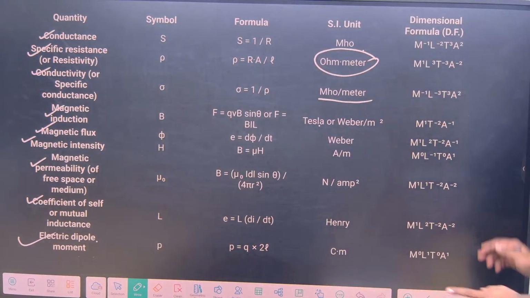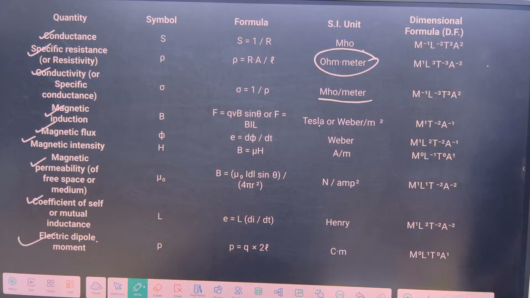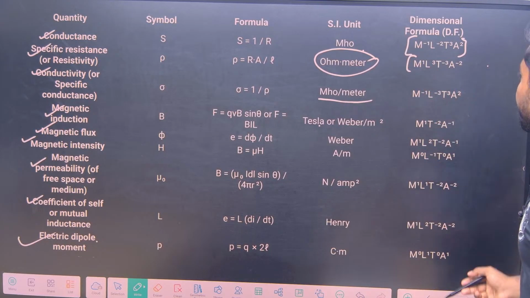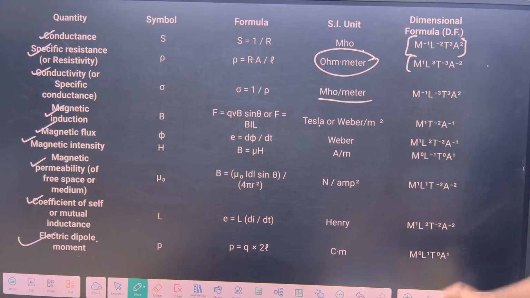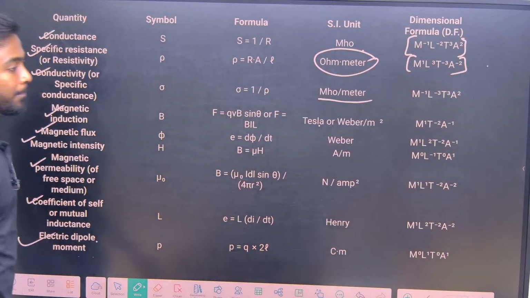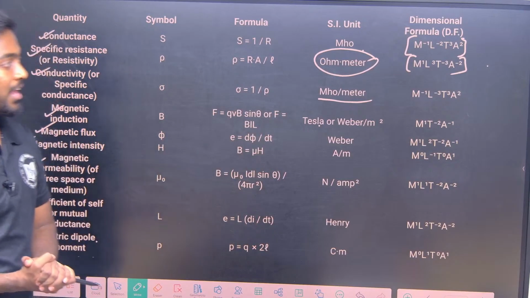Now the dimensional formulas. M power minus 1, L power minus 2, T power 3 and A power 2 is the dimensional formula for conductance. Specific resistance or resistivity: M power 1, L power 3, T power minus 3 and A power minus 2. Then specific conductance or conductivity: M power minus 1, L power minus 3, T power 3 and A power 2.